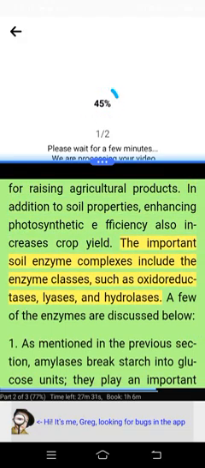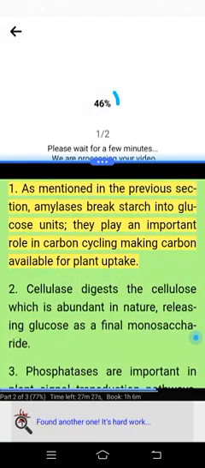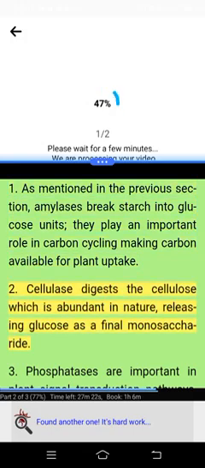The important soil enzyme complexes include the enzyme classes such as oxidoreductases, lyases, and hydrolases. A few of the enzymes are discussed below. 1. As mentioned in the previous section, amylases break starch into glucose units. They play an important role in carbon cycling, making carbon available for plant uptake. 2. Cellulase digests the cellulose, which is abundant in nature, releasing glucose as a final monosaccharide.